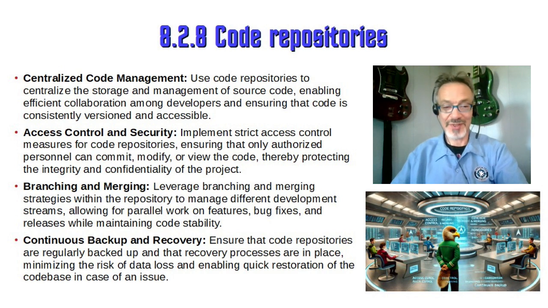Access control and security. Implementing strict access control measures in your code repositories is essential. Only authorized personnel should be able to commit, modify, or view code, which helps protect the project's integrity and confidentiality. Branching and merging. Repositories support branching and merging strategies, allowing multiple teams to work on different features or bug fixes simultaneously without disrupting the main code base. These strategies help keep the development process organized and secure, ensuring that code can be integrated smoothly. And continuous backup and recovery.